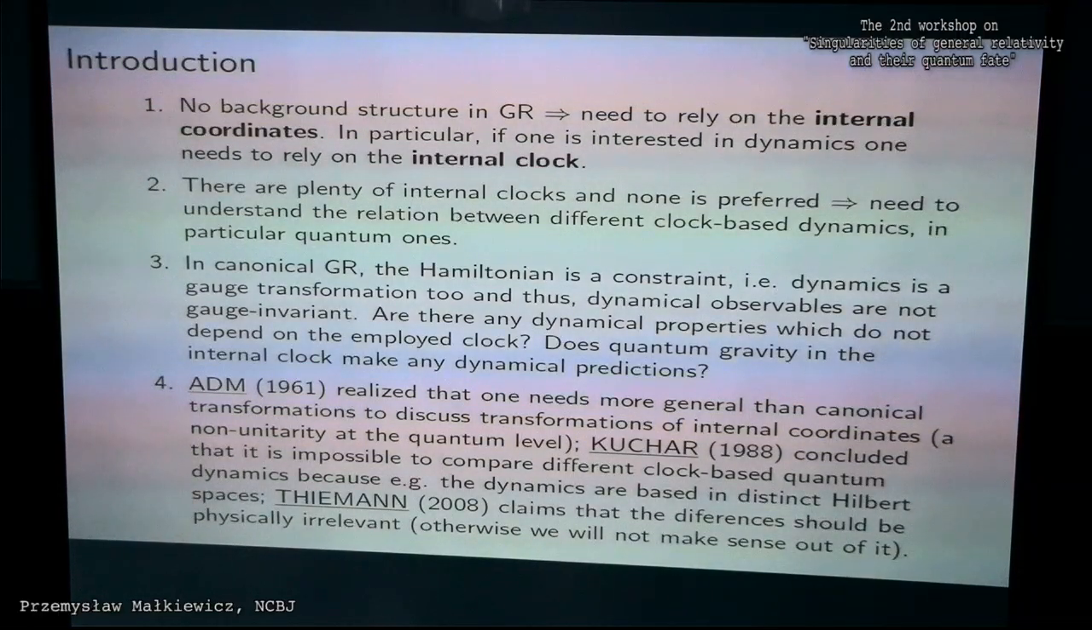I'm not saying that this is a prevailing view, but it's a view shared by many people, which I found in the Thiemann textbook, which says that surely there are some differences between different clocks, but they must be physically irrelevant. And one of the arguments is that otherwise we wouldn't make any sense out of it. So in this talk, I'm going to dispute this position.